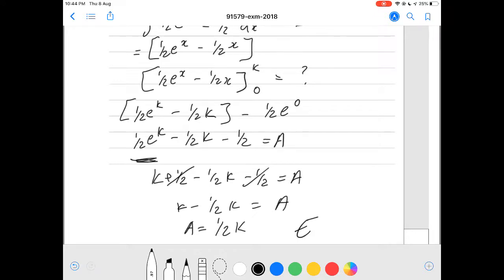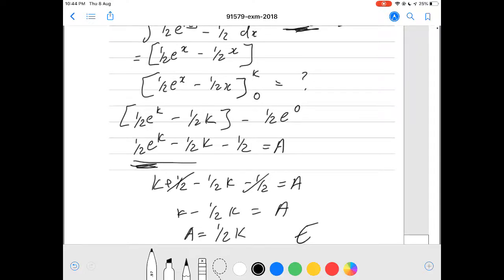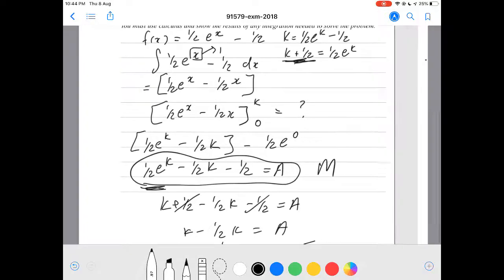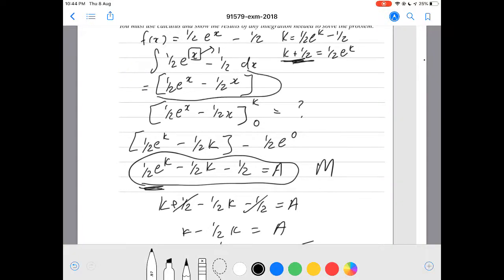To get a merit grade, you're looking for a correct integration and the area in terms of k. So getting up to here correct would probably get you a merit. To get an achieved, you're looking for a correct integration. So getting up to here, it's an achieved.